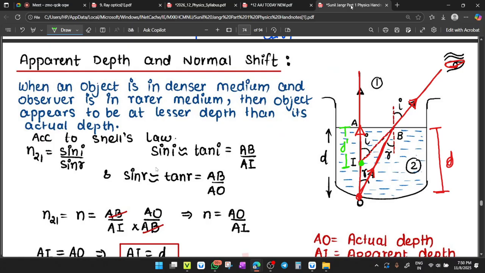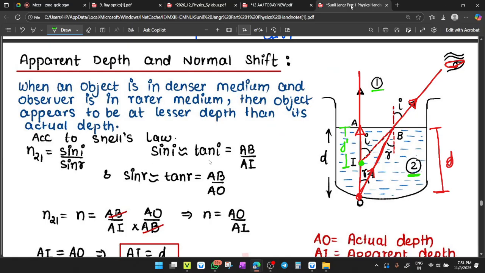So apply the formula. This is the first medium, and this one is the second medium. By Snell's law, n21, the refractive index of the second medium with respect to the first medium. If this angle is i, this angle is r, then n21 equals sine i upon sine r.